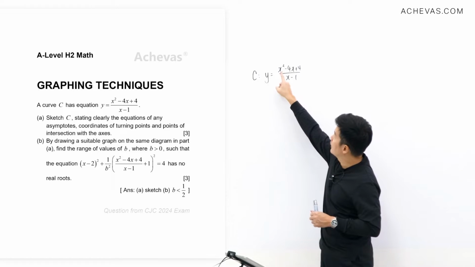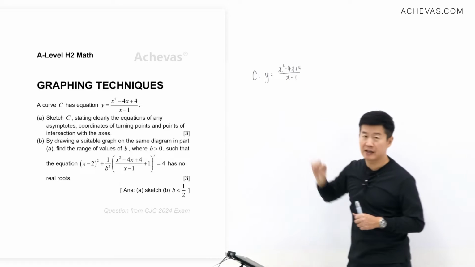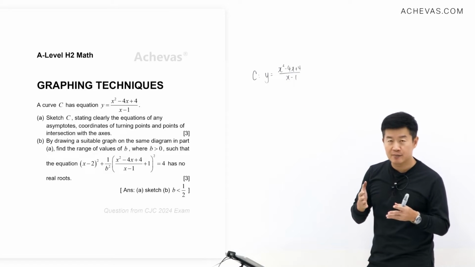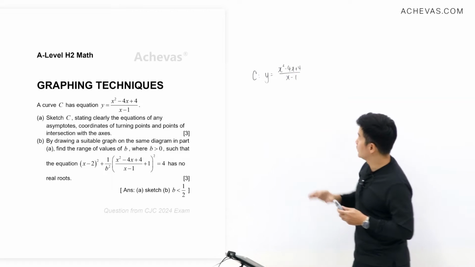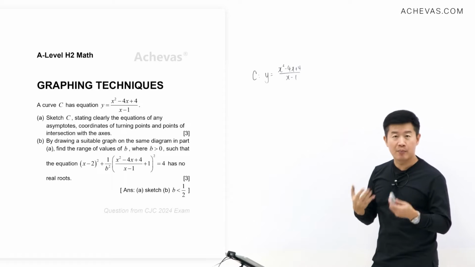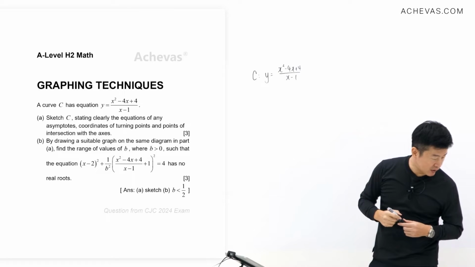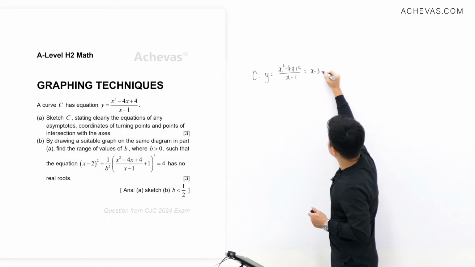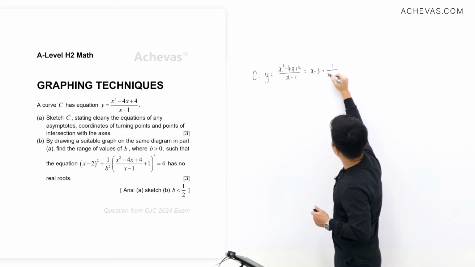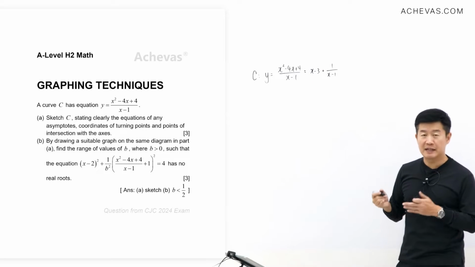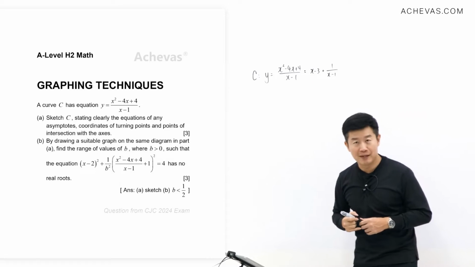And because we have an x squared and x here, we're expecting an oblique asymptote. To get the equation of the oblique asymptote, we are going to do a long division to change it from the current improper expression to a proper expression. Doing a long division, we are going to get x minus 3 plus 1 over (x minus 1). So y is equal to x minus 3 is going to be the oblique asymptote.